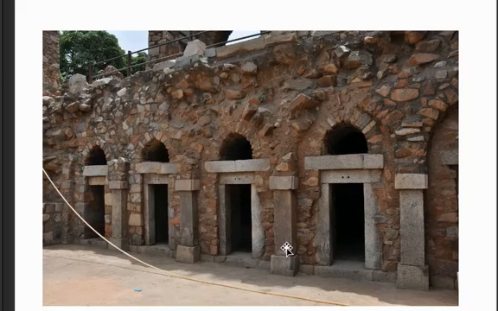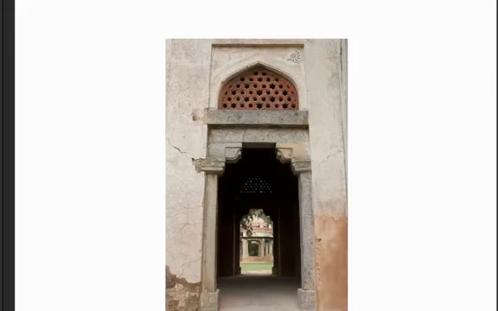This is again from the madrasa. These are the small rooms in which it is believed that the students who studied in the madrasa might have stayed. And there again you see the continuing very strange combination of the lintel together with the arch. This is continuing over here.